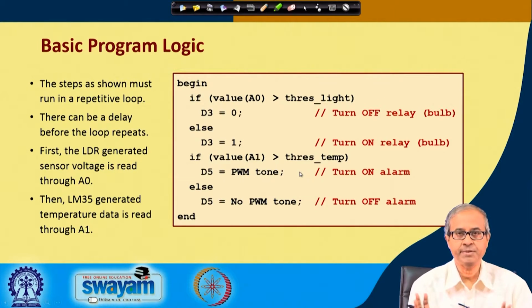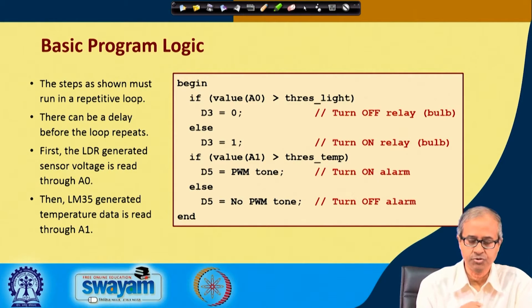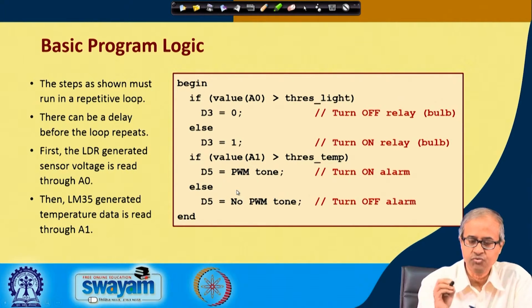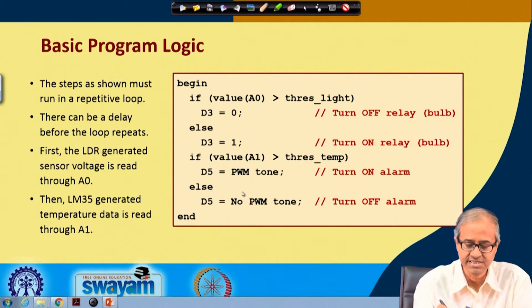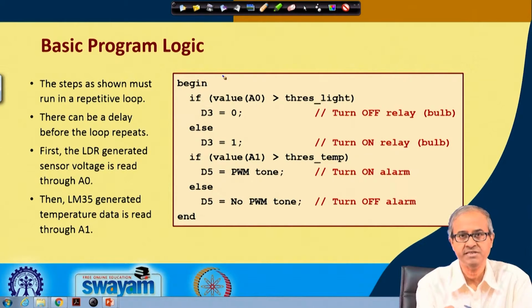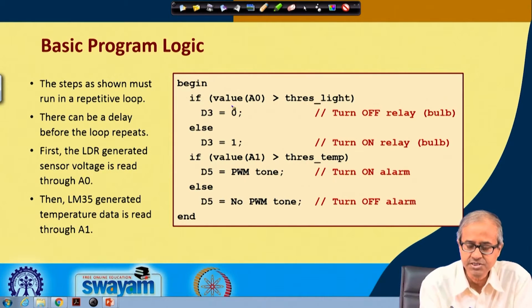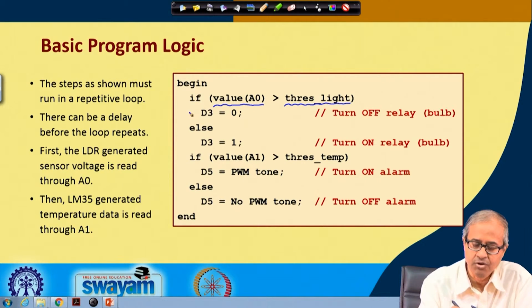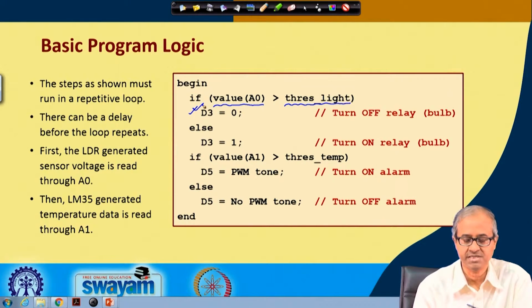Let us look at the program logic first, then we shall be showing you the code. The steps as shown here will be running in a repetitive loop. Essentially this is not the correct C code, just the steps I am trying to show. First we will have to check the value on the analog input line A0. If it exceeds the threshold level for the light that you are trying to sense, you turn off the relay, that means you have sufficient light, otherwise turn on the relay, that means the bulb will glow.